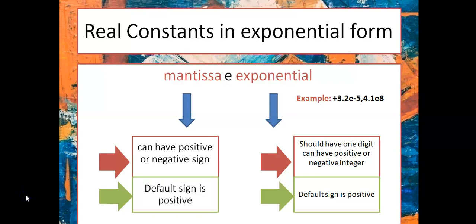Now the next rule is for defining a real constant in exponential form. That means with mantissa and exponent when you are defining a real constant. For example, 3.2e-5 or 4.1e8. The mantissa can have a positive or negative sign, and the default sign is positive. The exponent should have at least one digit, can have a positive or negative sign, and the default sign is positive.